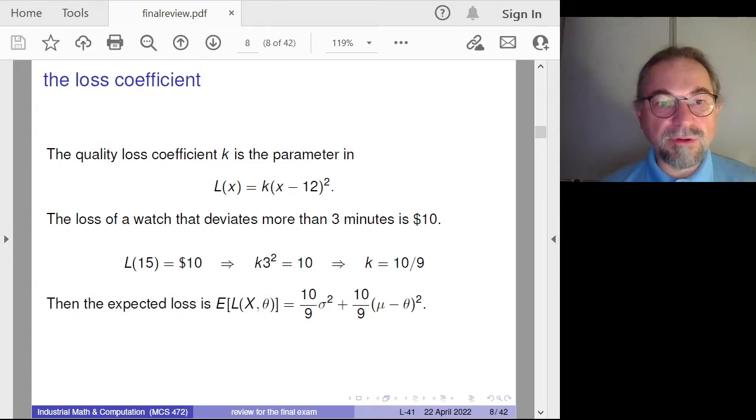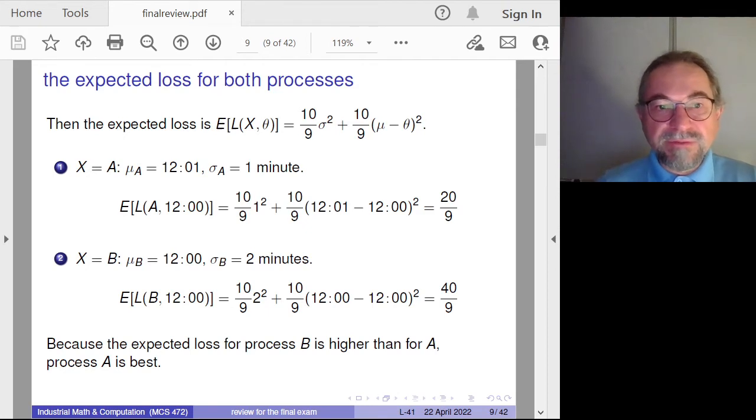So if the loss is more than 3 minutes, so you can take 15 or you could take 9, at 15 then we have the loss of $10. So the loss coefficient K is 10 over 9. And then we can immediately set up the expected loss. So again, the answer is actually the bottom line, and the justification above is the interpolation. It is an interpolation of a quadratic, but there's only one coefficient, so it suffices that we use only one condition.